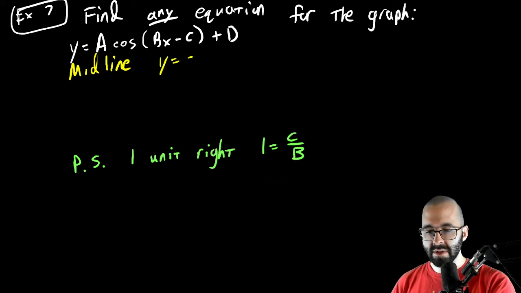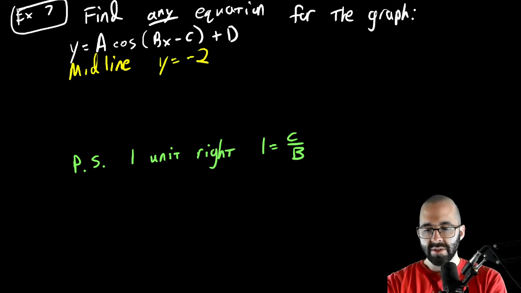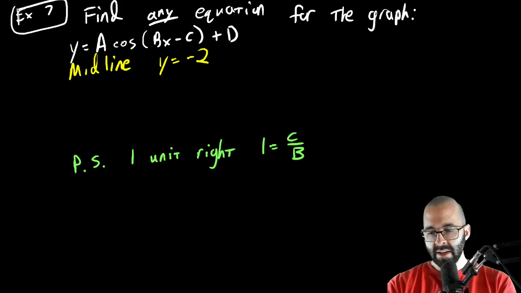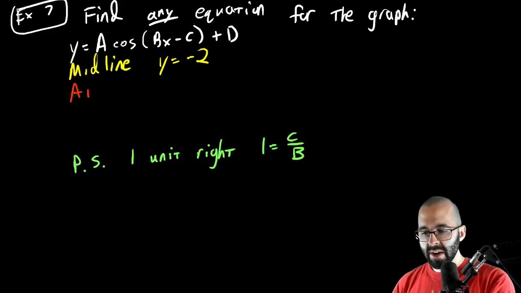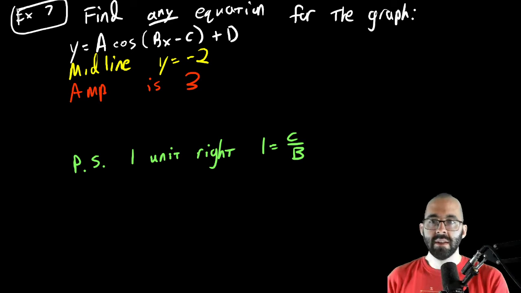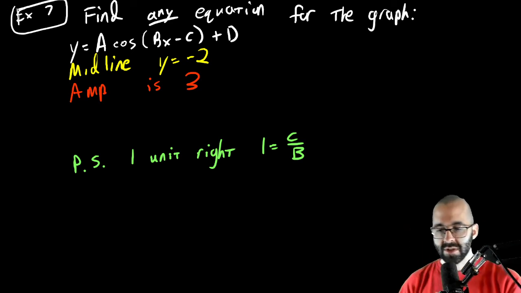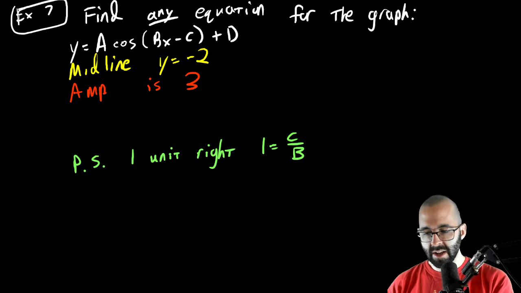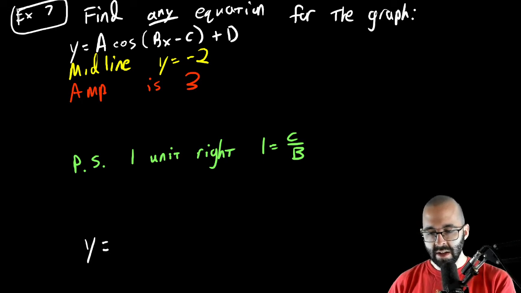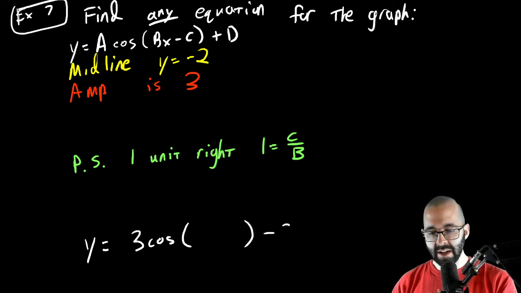Midline is y equals -2, right? Yeah. And then the amplitude, we already said that, is 3. We're getting all sorts of information. Let's kind of fill in what we have. Amplitude is 3. We're using cosine. Don't know the period or phase shift yet. And the midline is -2.